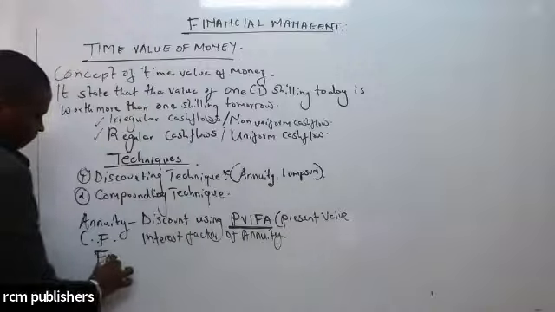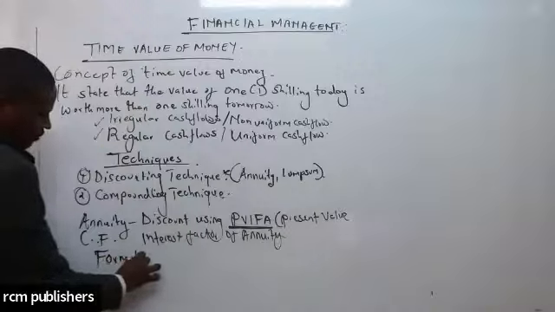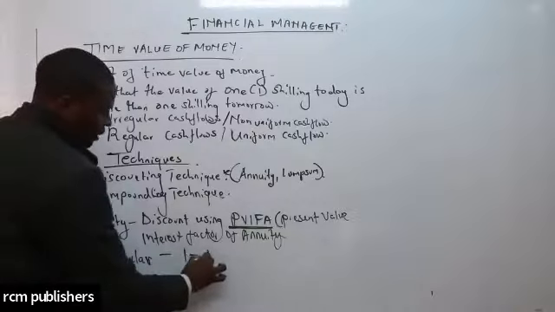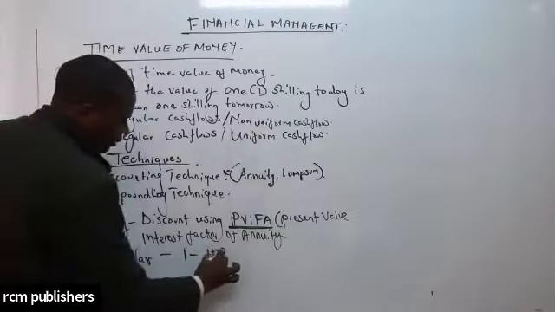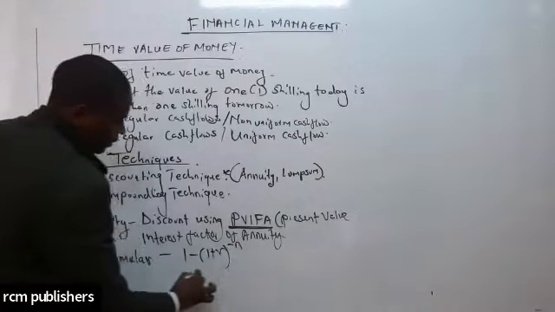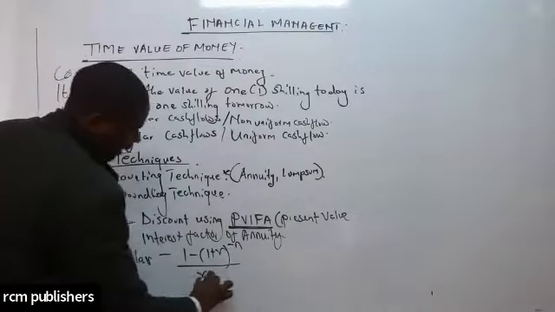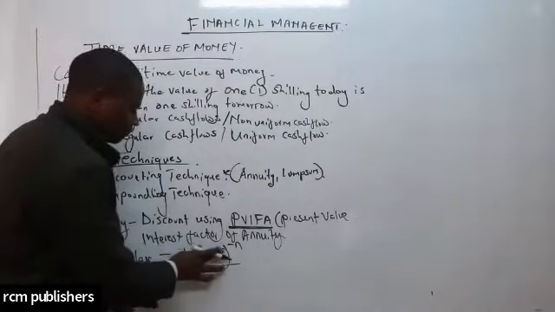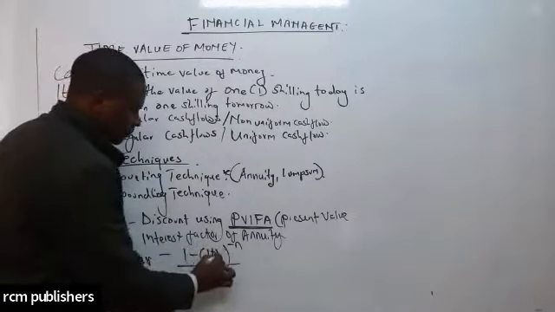The formula of PVFA will be given by 1 minus (1 plus R) raised to power negative N, divided by R. This is golden.